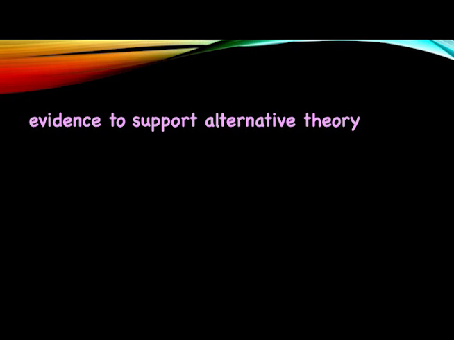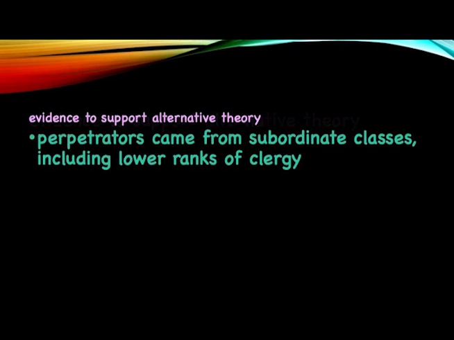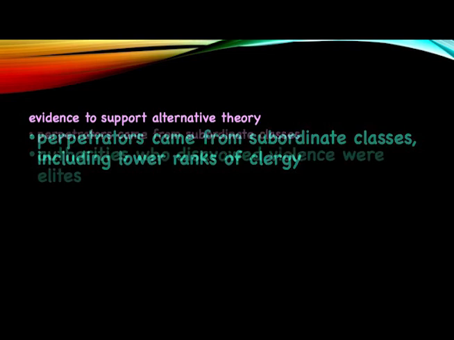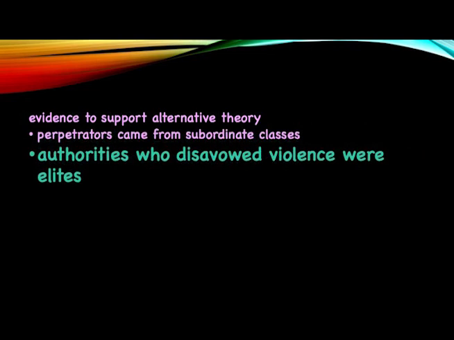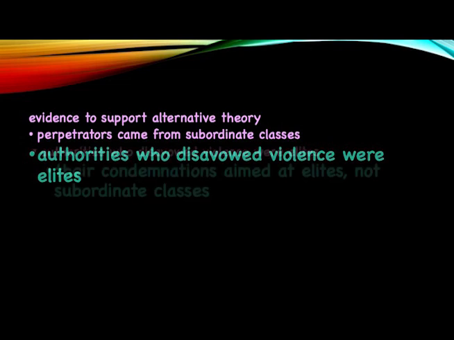So, let's consider the evidence in support of this alternative theory. Most of the perpetrators of the violence against the Jews during the plague came from the subordinate classes and included religious from the lower ranks of the clergy. The political religious authorities who disavowed the violence came instead from the elites.